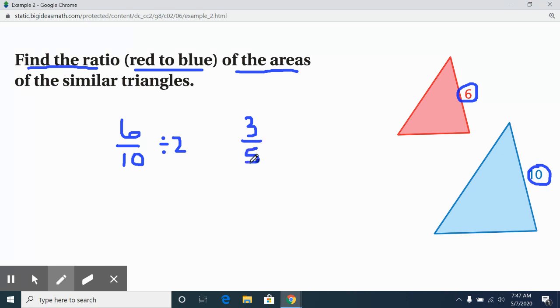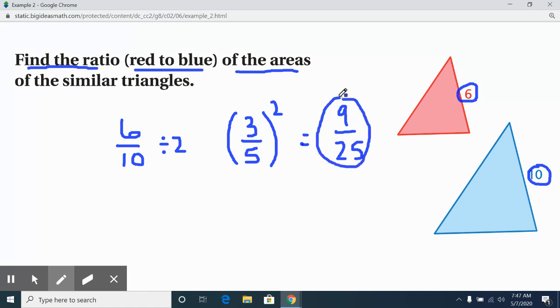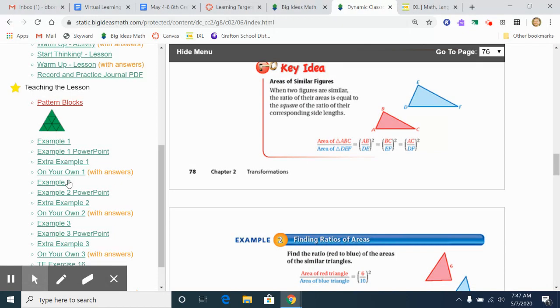All right, so if it was talking about perimeter, this would be our answer. But now it's talking about area. So I'm going to take this fraction and square it, top and bottom. So 3 to the second power is 9, and 5 to the second power is 25. So here's my answer for the area. Remember, if it asked for perimeter, it would have been 3/5. But now that we're talking about the ratio of the areas, we're going to square that fraction. That's the only difference. Let's take a look.